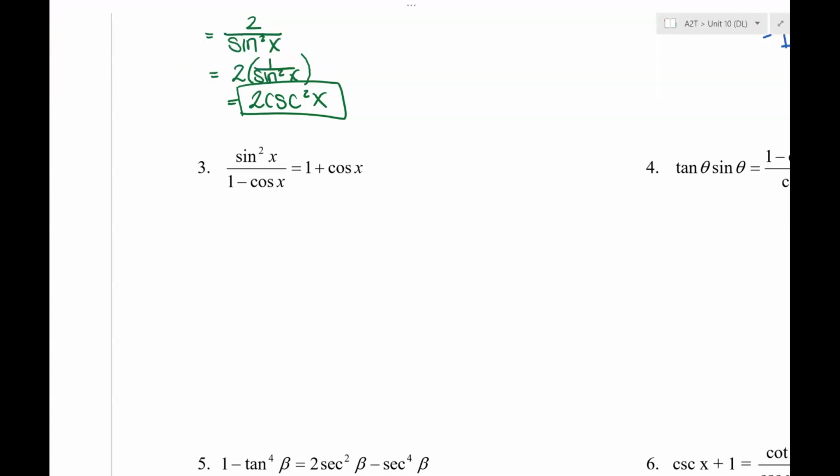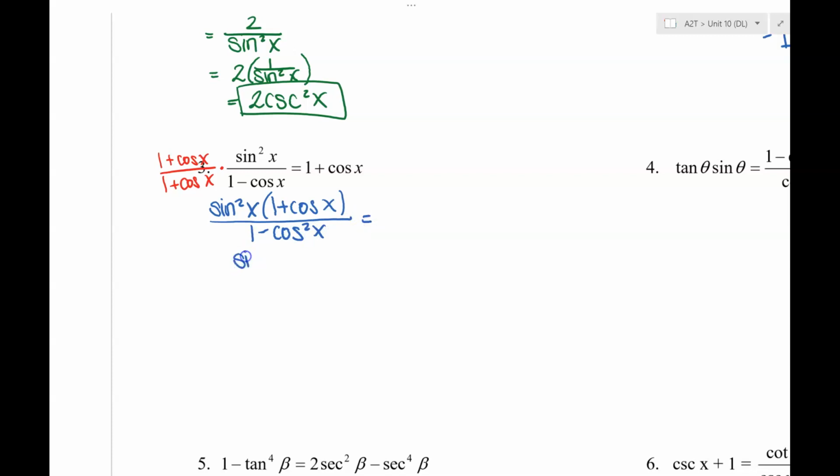And I'm going to multiply by the conjugate. The only reason is because right now I can't use my Pythagorean identity. Okay, that's off the table because it's not squared in my denominator. It's not 1 minus cosine squared x. But if I multiply by the conjugate, I could do that and see what happens, okay? So I'm going to say sine squared x times 1 plus cosine x all over 1 minus cosine squared x.